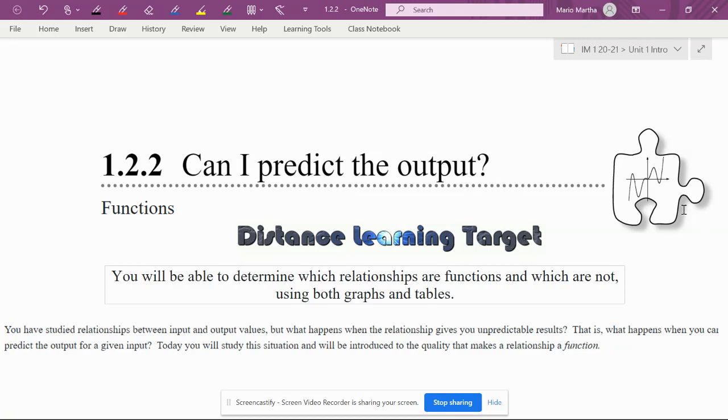Today's topic is 1.2.2, Can I predict the outputs? Today we're going to be talking about functions. Today's distance learning target is that you'll be able to determine which relationships are functions and which are not, using both graphs and tables.